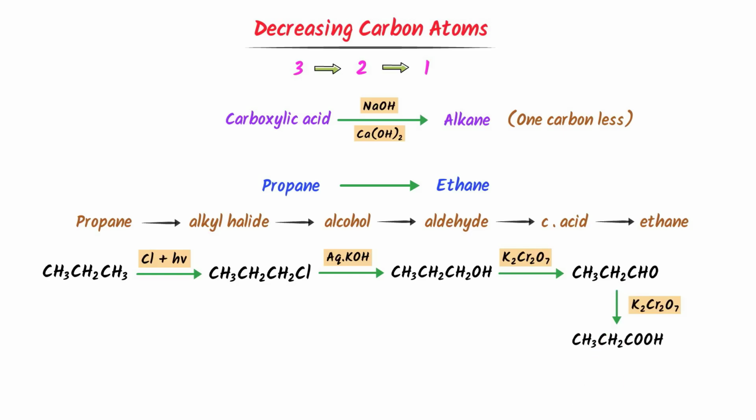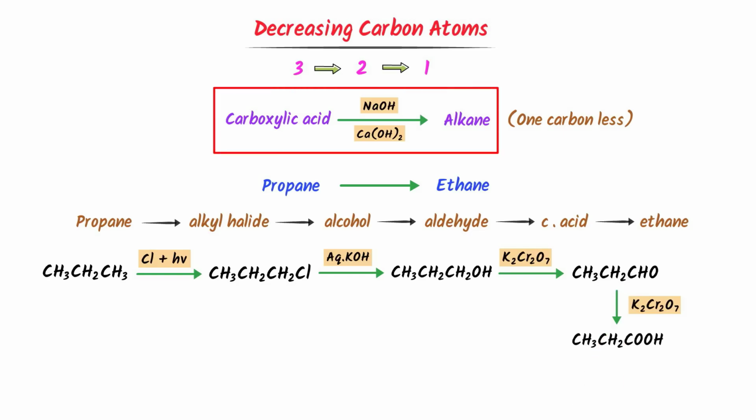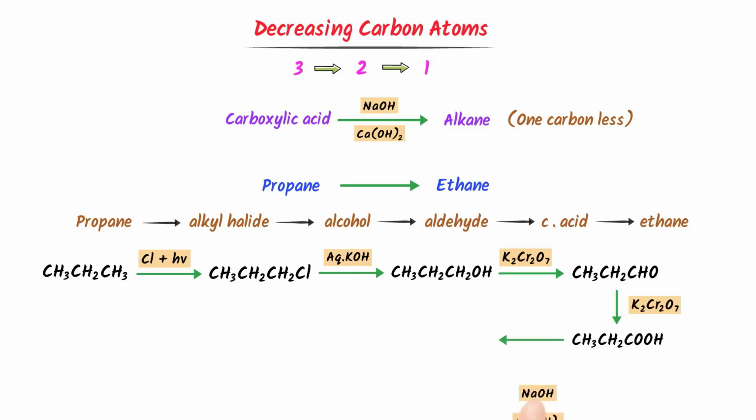I get propanoic acid. Now according to this conversion, if we add soda lime to carboxylic acid, we get alkane having one carbon less than carboxylic acid. Thus I add soda lime or mixture of sodium hydroxide and calcium hydroxide. Now there are 3 carbons in propanoic acid. I get alkane which has only 2 carbons. Hence this is ethane.